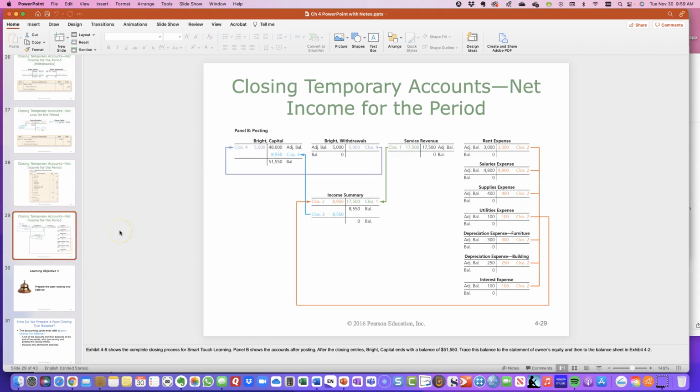And then here you see all of the service revenues being closed out, all of the expenses being closed out into the income summary, and then from the income summary being closed out into Bright Capital.